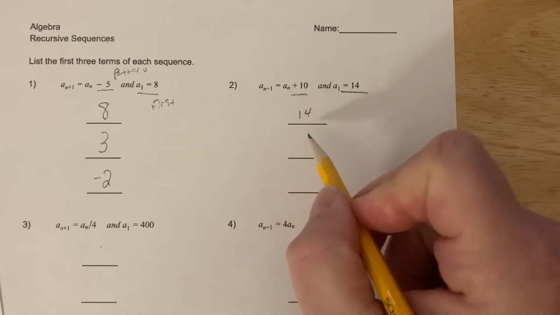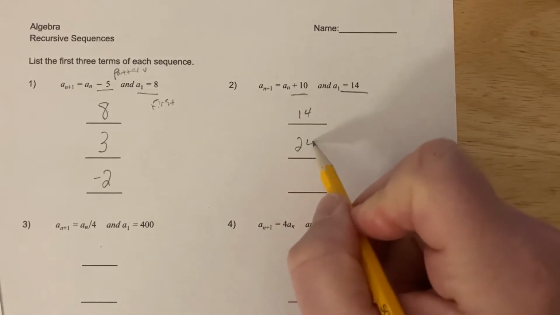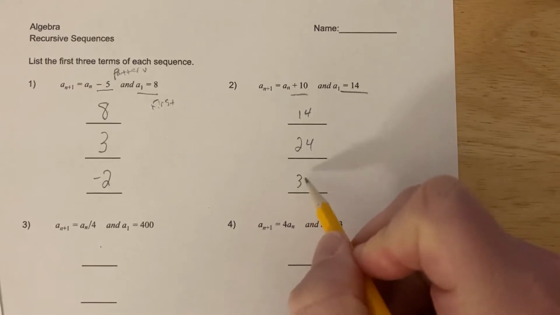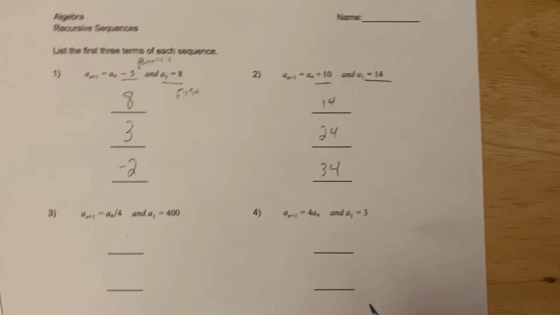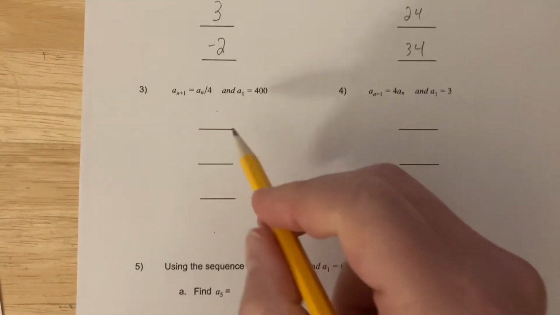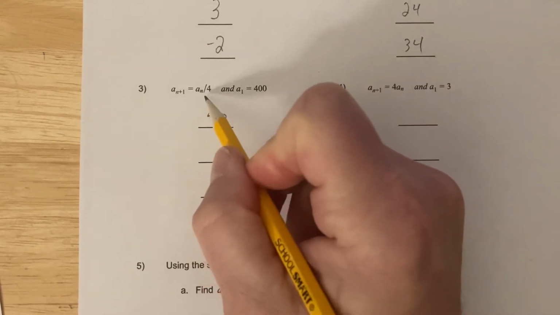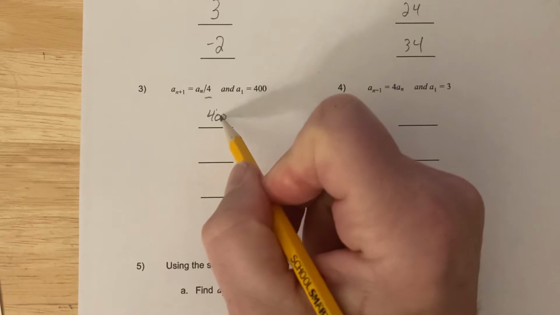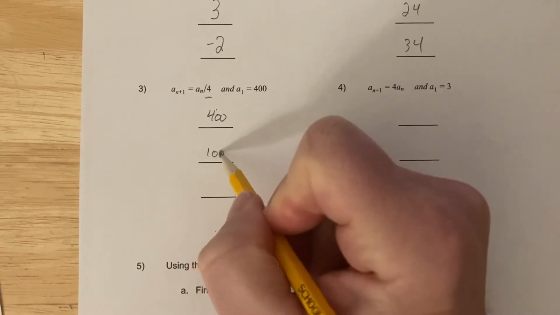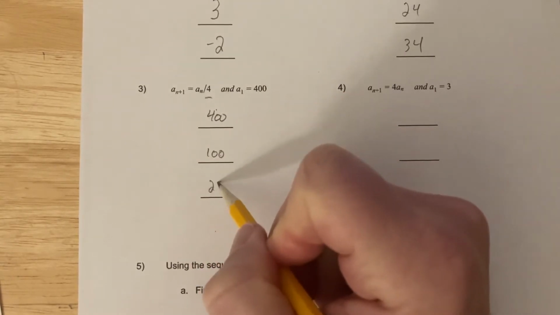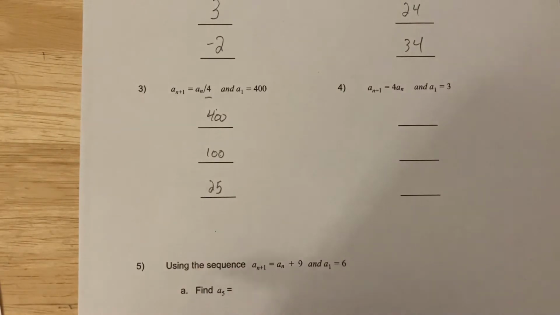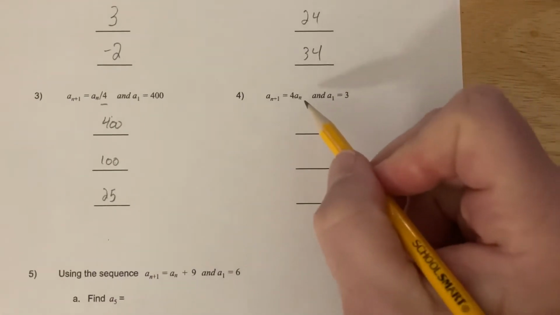tells me to add 10. So I'll add 10 to that, 24, add 10 to that, 34. Okay. Pretty straightforward. This one's telling me that my first term is 400, and that my pattern is to divide by 4. So divide this by 4, I get 100. Divide that by 4, I get 25. Just follow the pattern.